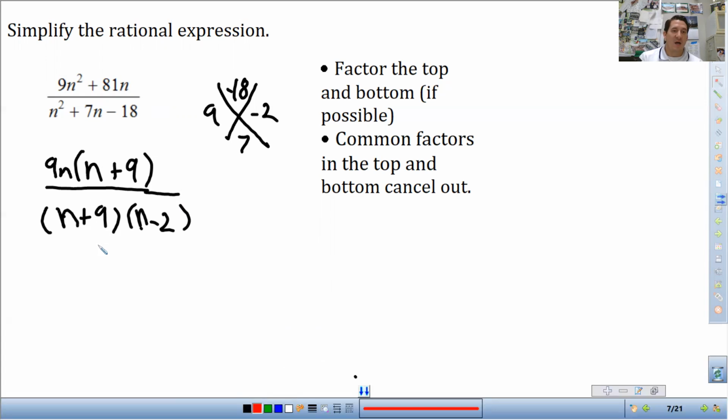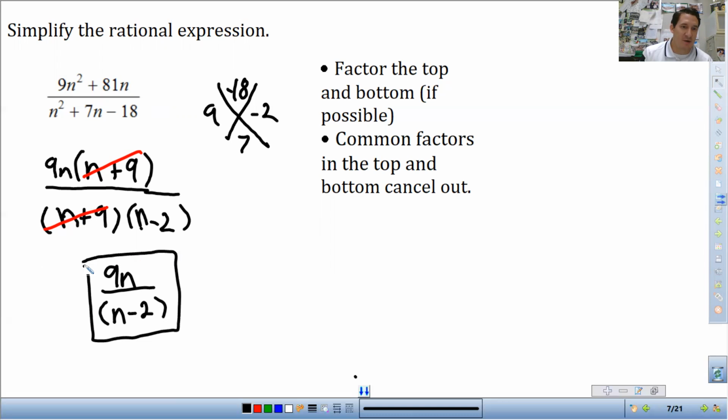Now things match. N plus 9 on top and bottom, those cancel each other out. And then I'm just left with 9n over n minus 2. Here is a common mistake I see a lot. So this is the answer, 9n over n minus 2.